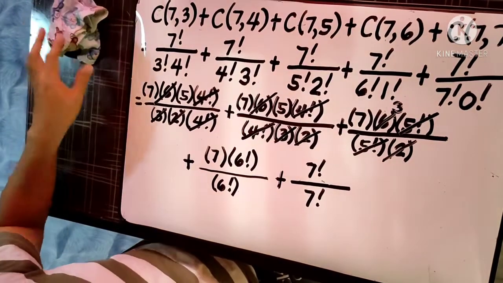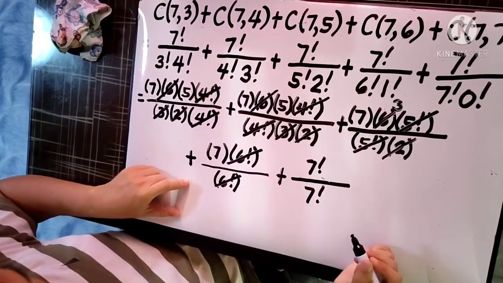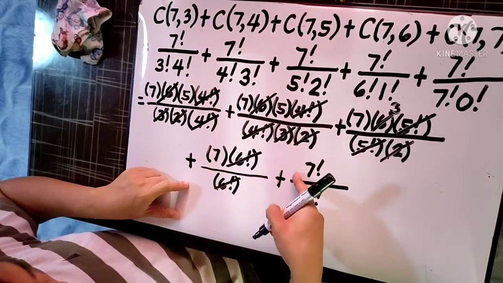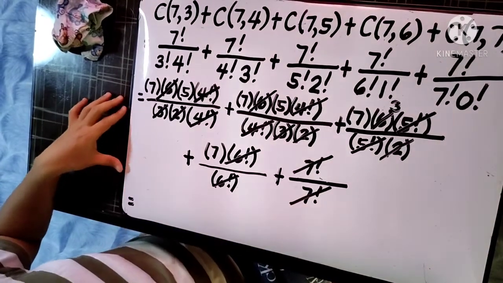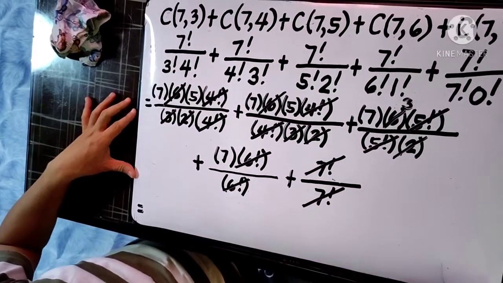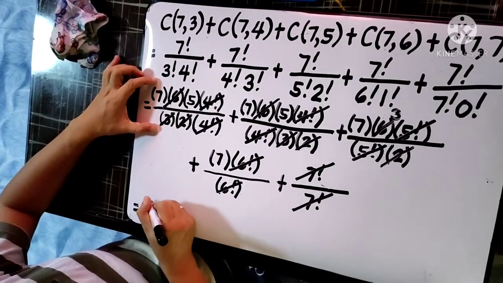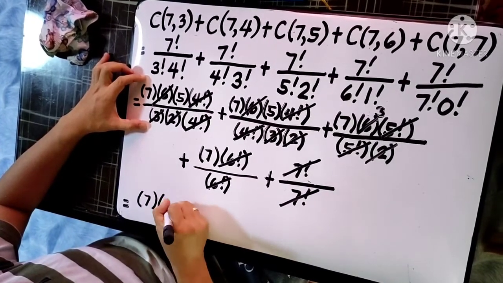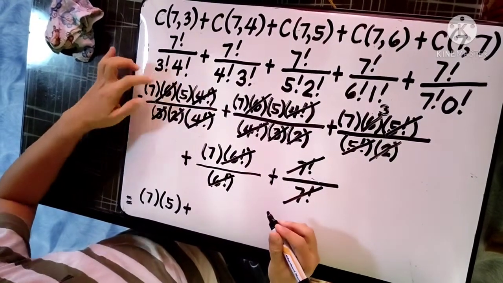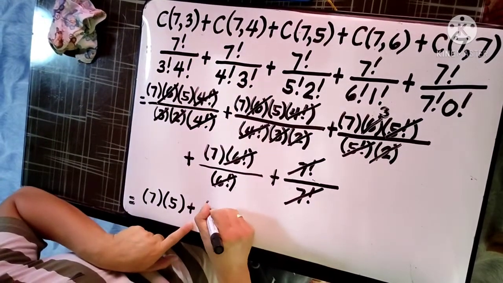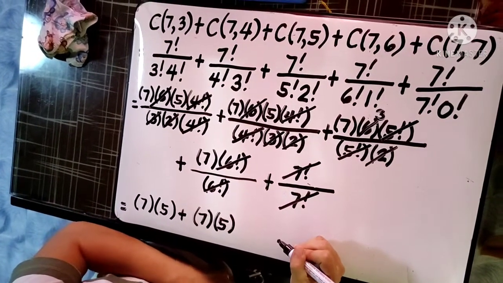Okay, now let's proceed to the fourth one. Cancel 6 factorial, and then 7 factorial can be cancelled also. So proceed to writing the remaining factors in the numerator. For the first combination, you have 7 times 5. For the second combination, you have again 7 times 5. So these are the remaining factors in every combination.